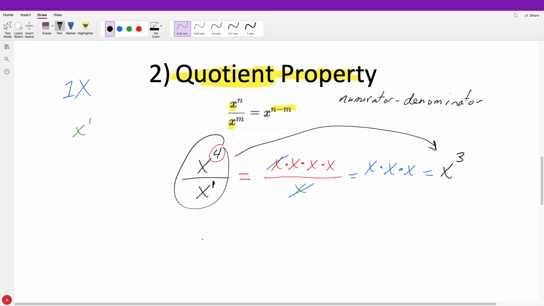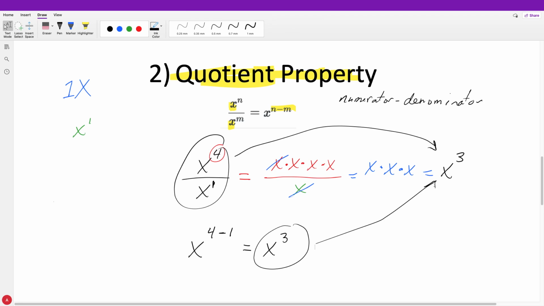So to get to that, we can say, well, we can then take our base and we do our power of our numerator minus the power of our denominator. So 4 minus 1 is equal to 3. So you see, we get the same answer by applying this property and rule. So when we are dividing with like bases, we subtract our denominator from our numerator. All right, so it's important that you are going in that direction.